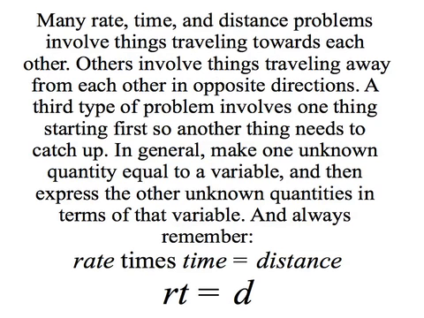Many rate, time, and distance problems involve things traveling towards each other. Others involve things traveling away from each other in opposite directions. A third type of problem involves one thing starting first, so another thing needs to catch up. In general, make one unknown quantity equal to a variable, and then express the other unknown quantities in terms of that variable. And always remember, rate times time equals distance.